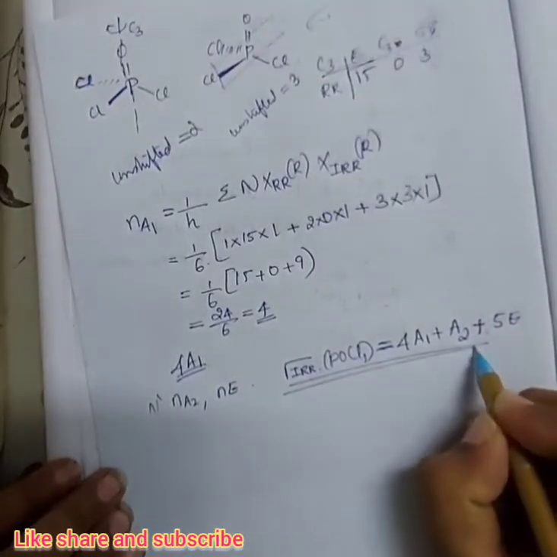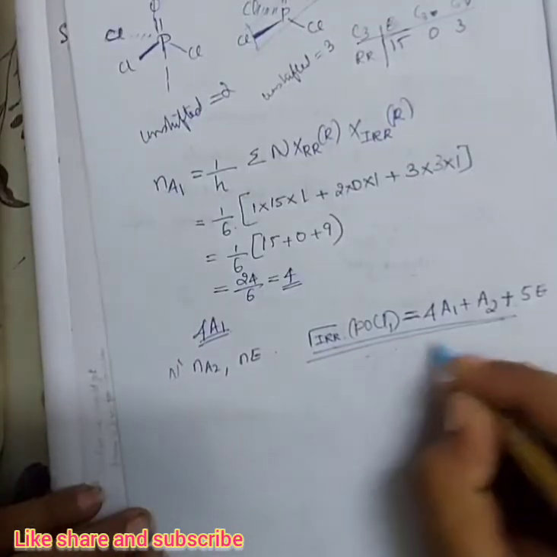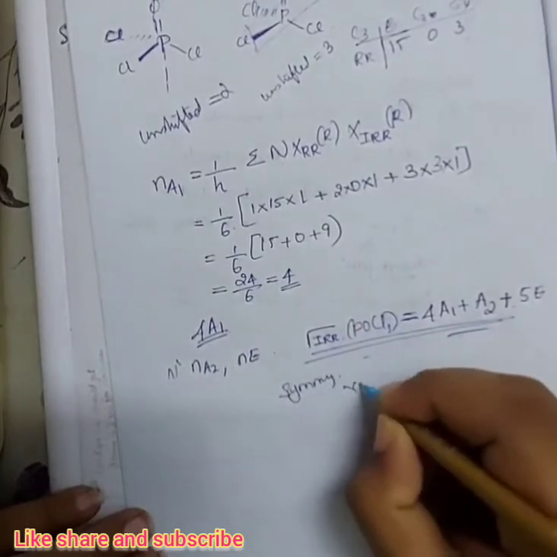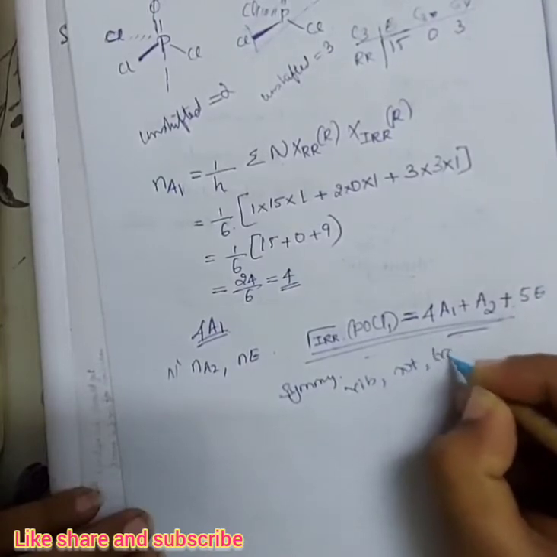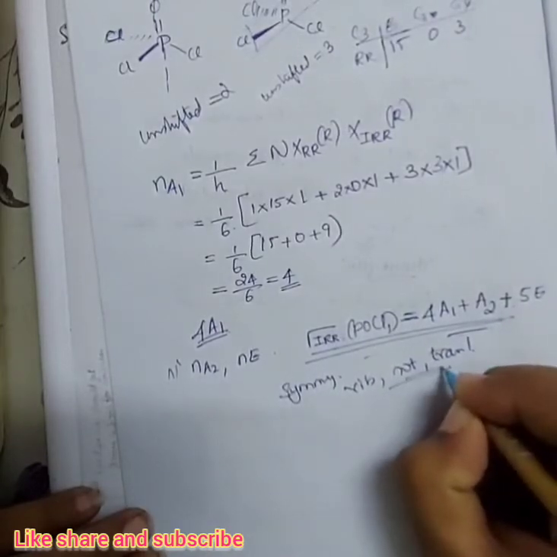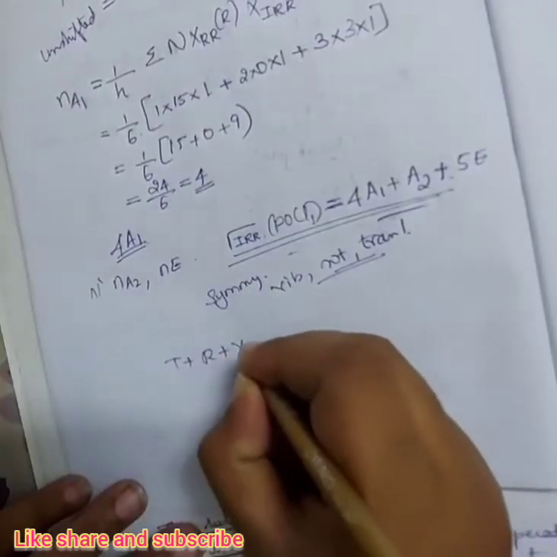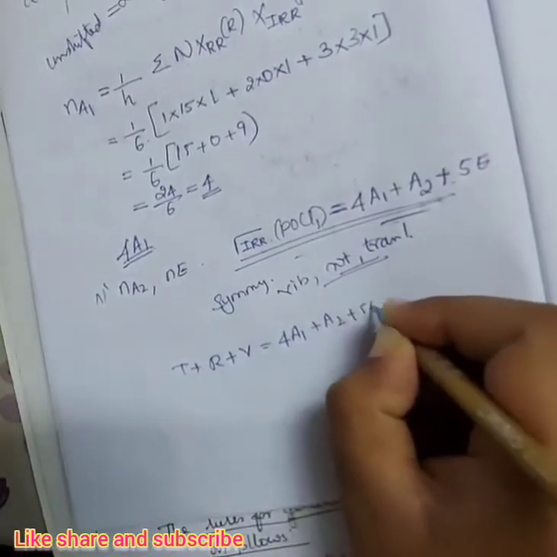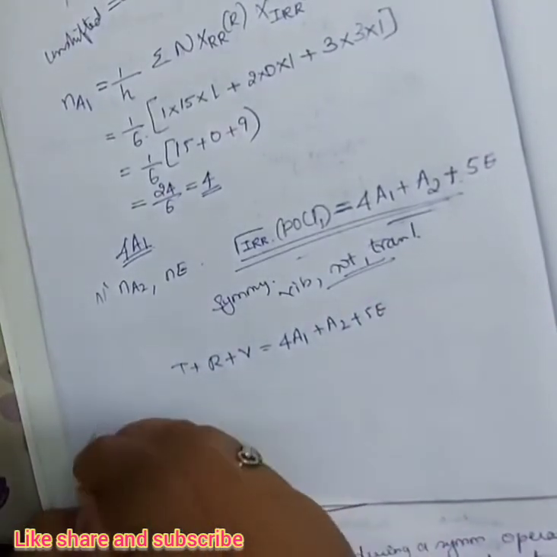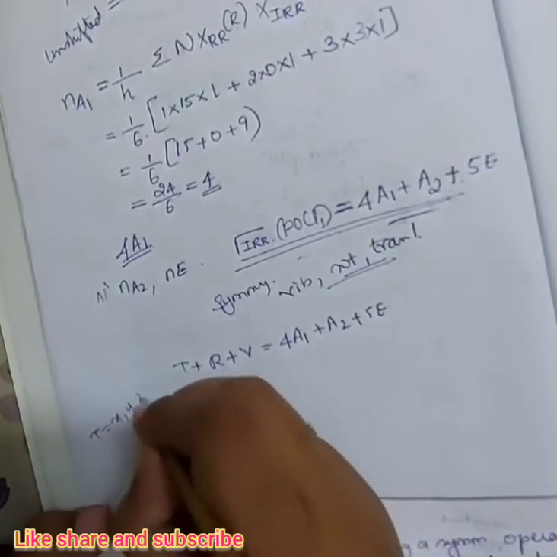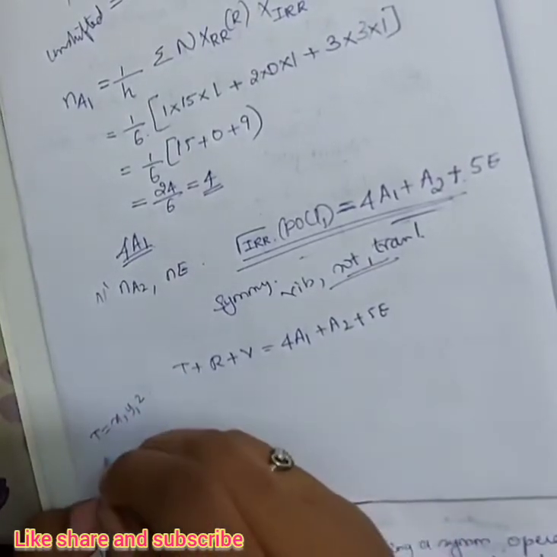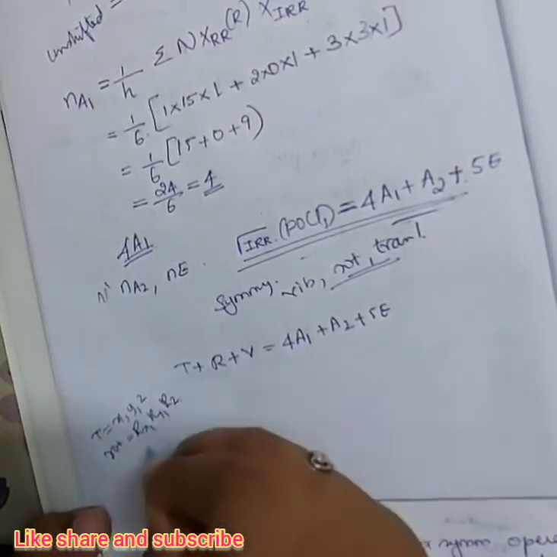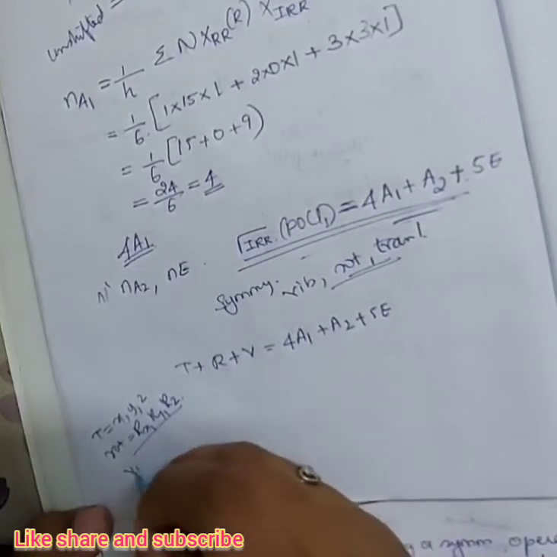So this is the irreducible representation. Now we have to split these irreducible representations on the basis of symmetry species, that is vibrational, rotational and translational modes of motions. Translational plus rotational plus vibrational, on the whole we have 4A1 plus A2 plus 5E. For translational, there should be X, Y, Z in the character table, and for rotational we should have Rx, Ry, Rz in the character table, and the remaining will be the vibrational modes.